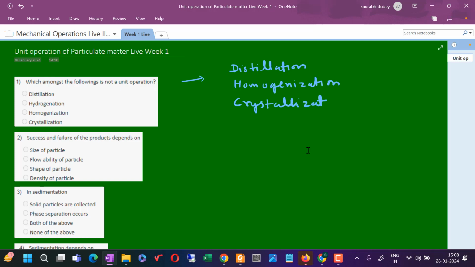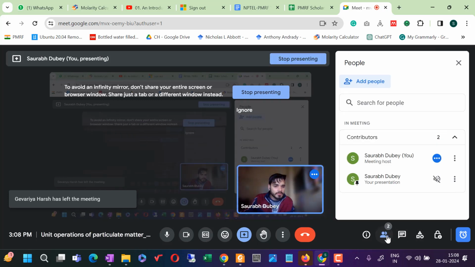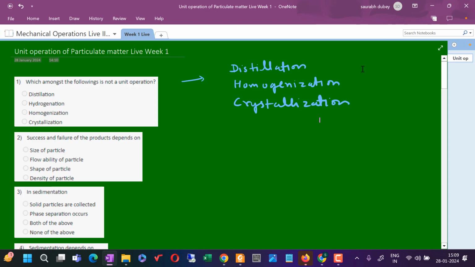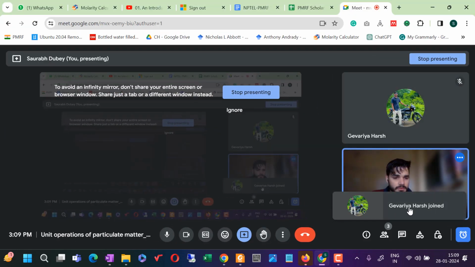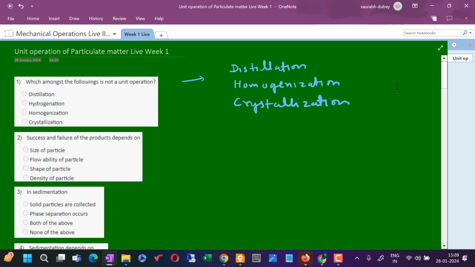Crystallization. Anybody knows about crystallization? You can just write in the chat also if you are not comfortable. Okay, so distillation, homogenization, and crystallization. So what is this? Let me explain all the three. Okay, so Hers is there. So Hers, can you tell me about crystallization? Anything that you know about crystallization?